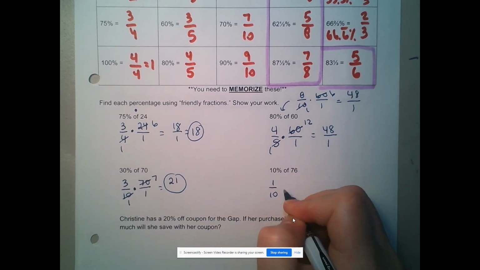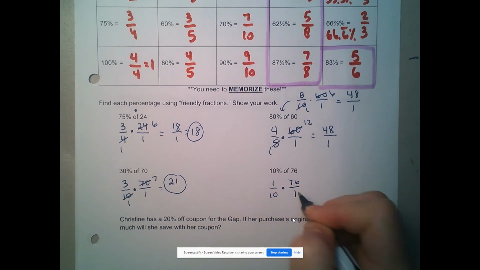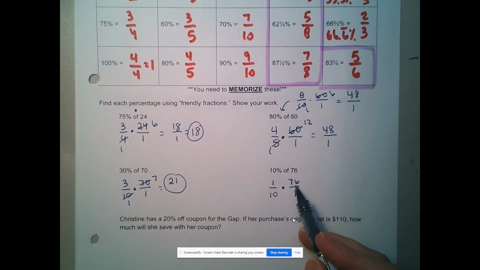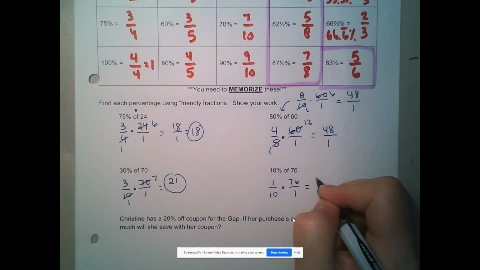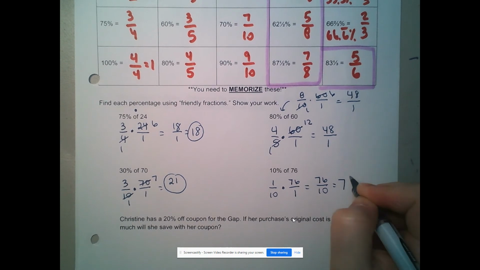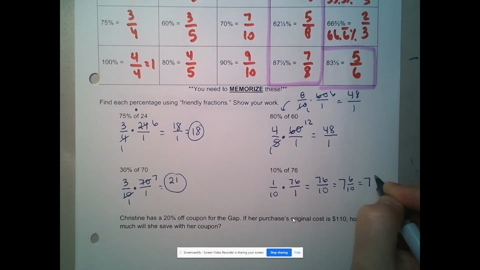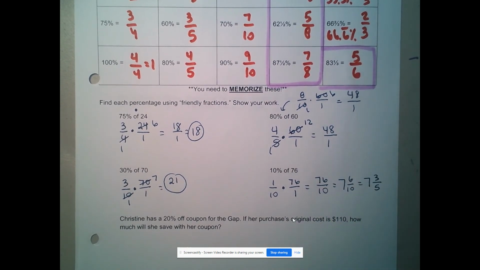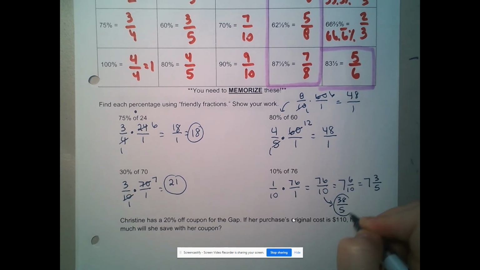10%, 1/10 times 76. Notice you can move your decimal point over and say 7.6 if we wanted a decimal, but we're looking for fraction work. So the 76 and the 10, you can simplify them, but I would argue that 76/10 is pretty easy to work with. 7 and 6/10, which is 7 and 3/5. If you wanted to, you could put this in lowest terms and go 38/5, and either one would work.